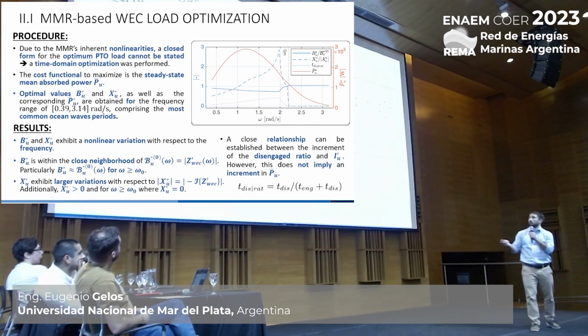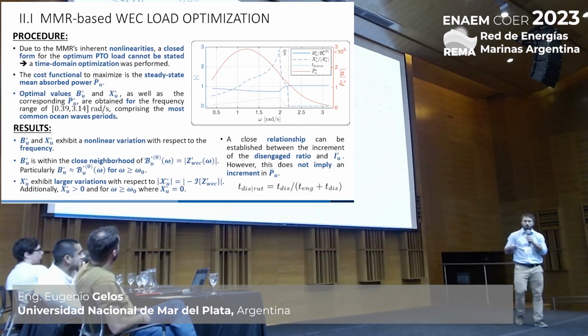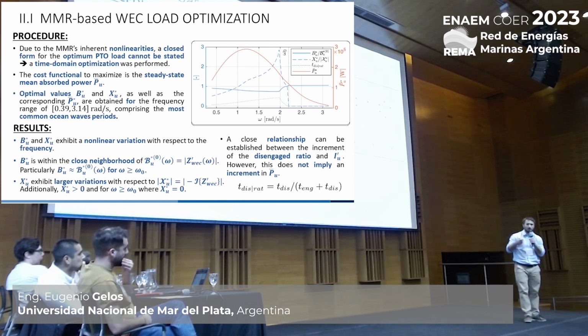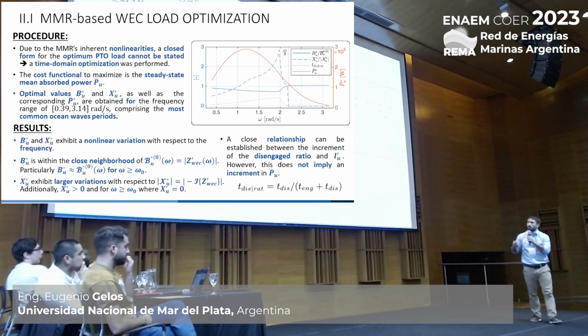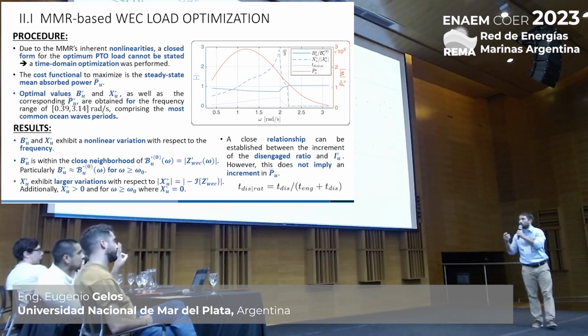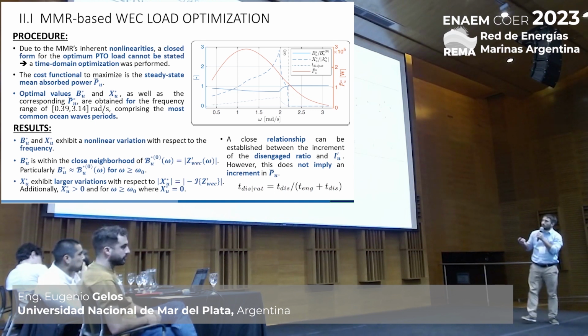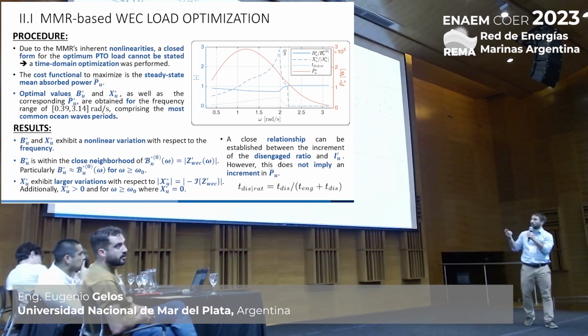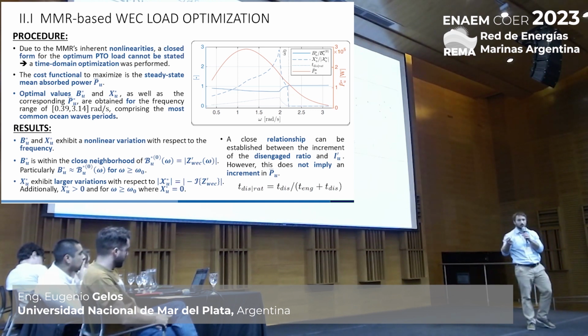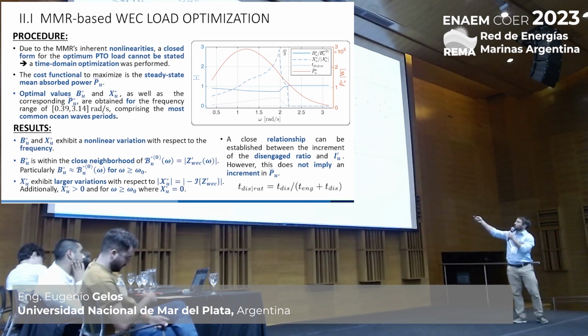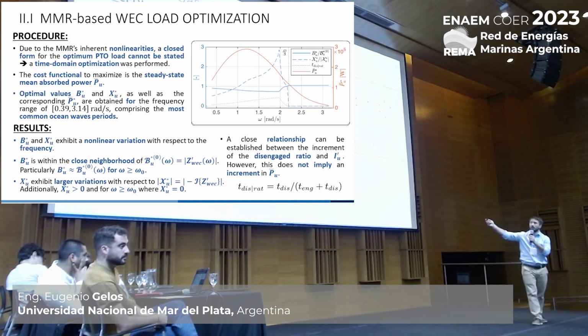Due to the MMR's inherent nonlinearities, a closed form for the PTO optimal control cannot be defined so easily, to our best knowledge. So what we did is a time domain optimization, in which the cost functional to maximize is the steady state mean absorbed power. Here we have the velocities with their nonlinear behavior.